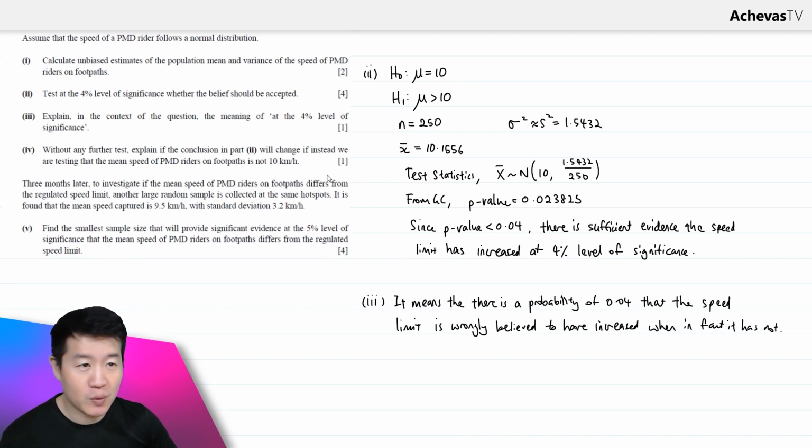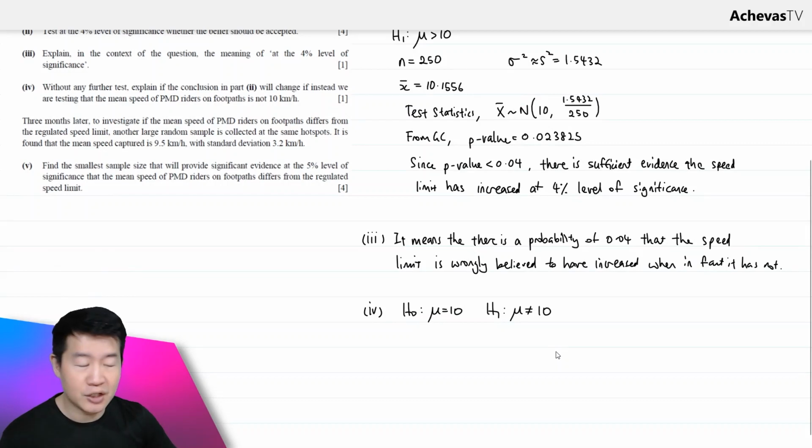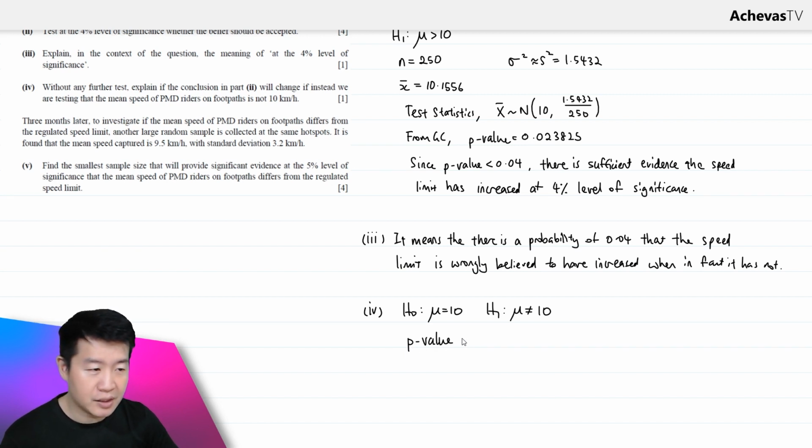Without doing any further test, explain whether the conclusion in part 2 will change if we are testing that it is not 10 km per hour instead. In part 2 we are testing that it is more than 10 km per hour, and what if we change it to not equal? It means H0 will be mu is equal to 10, and H1 will be mu is not equal to 10. When all the other conditions remain the same, will this lead to a change in our conclusion? When we go from a one-tail test to a two-tail test, the p-value is going to be doubled. So the p-value for this two-tail test is going to be 2 times the previous p-value. This is 0.023825.